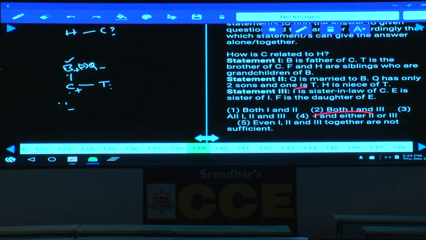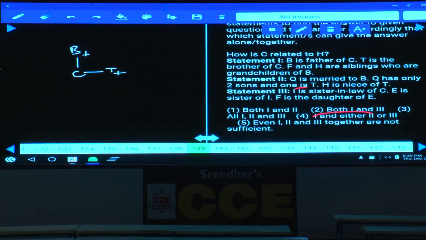Condition number 1 once again. With 1 and 2 we are getting the answer. Again, 1 and 3 is also there. If with the help of 1 and 3 also we get the answer, then choice 4, or else choice 1 is your answer. B is the father of C, which can be written like this. B is the father of C and T is the brother of C. F and H are siblings who are the grandchildren of B.